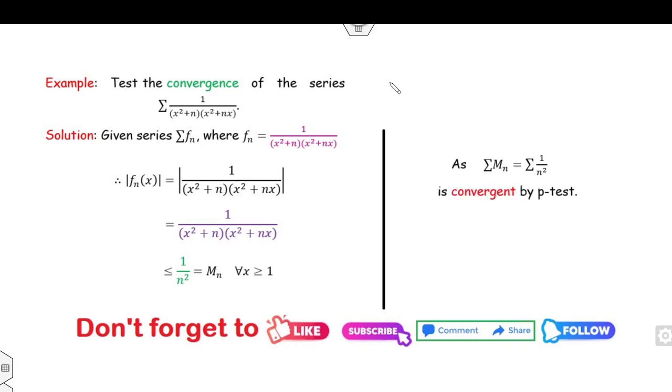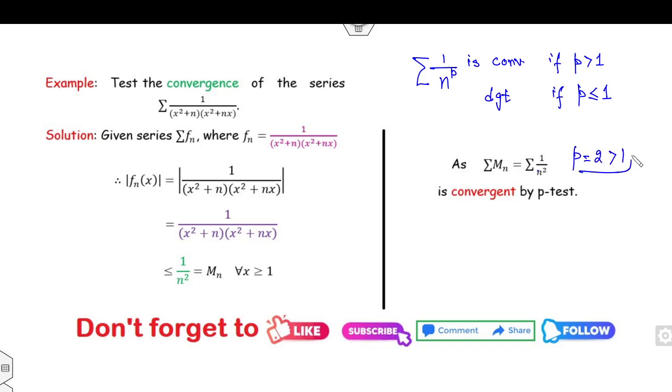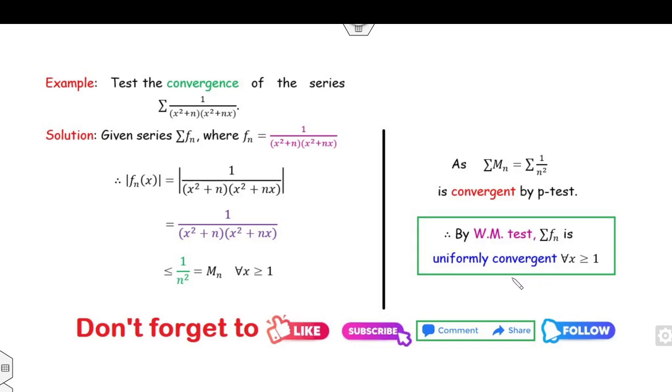If you remember, I can recall it quickly. What is the p test? The series of 1 over n raised to power p is convergent provided p is greater than 1, and divergent provided p is less than or equal to 1. In this case you can see p is 2, which is greater than 1, therefore this series is convergent by the p test. Therefore by using the WM test, the given series is convergent for all x greater than or equal to 1.